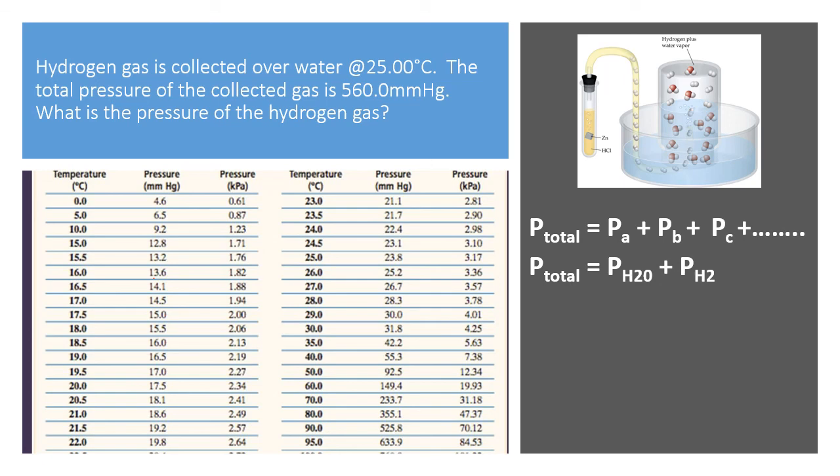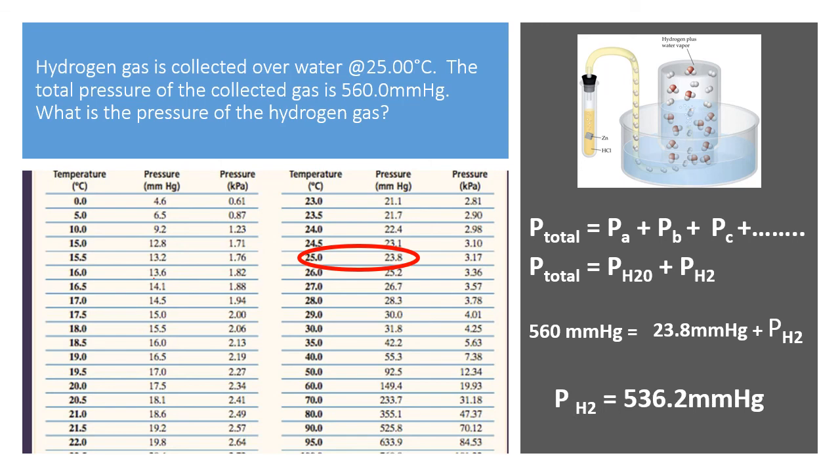Okay, so we need to plug in our numbers. Our pressure total given is 560 millimeters of mercury. And then over on this chart, we can see at 25 degrees C, our water vapor pressure is 23.8 millimeters of mercury. So we would plug that in our equation plus our hydrogen gas. So rearrange and you can get the pressure of hydrogen gas. Again, all we did was subtract the water vapor out of that total pressure so we could get the pressure of just hydrogen gas alone.